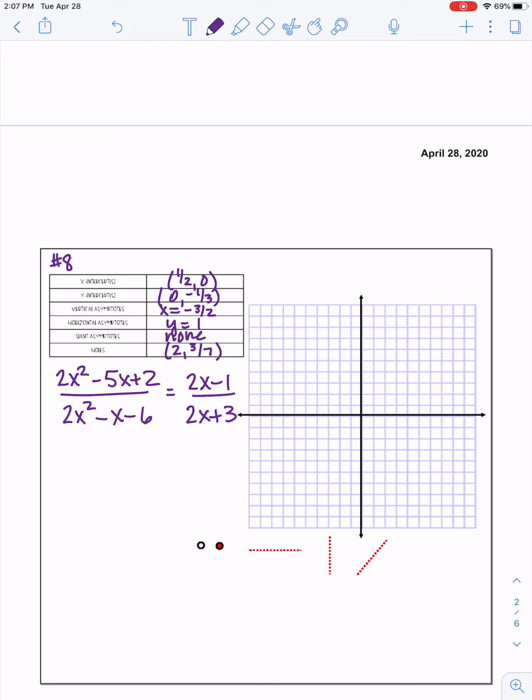So I'm going to put all my information together and plot everything and draw everything. So I have an x-intercept at 1/2 and 0. So that is going to be here, approximately. 0 and negative 1/3 is going to be approximately here for my y-intercept. My vertical asymptote is at x equals negative 3/2. So that's 1.5. So that's going to be here.